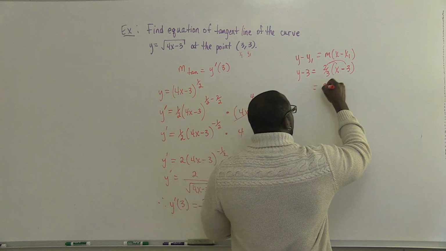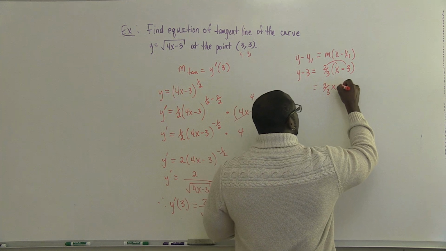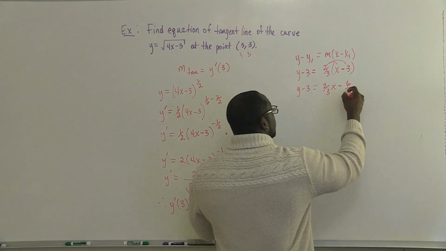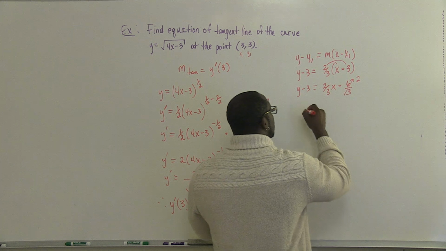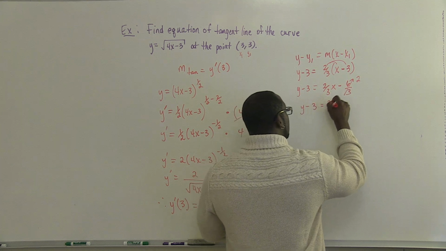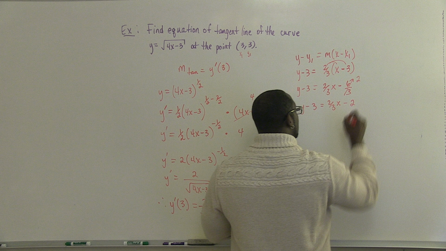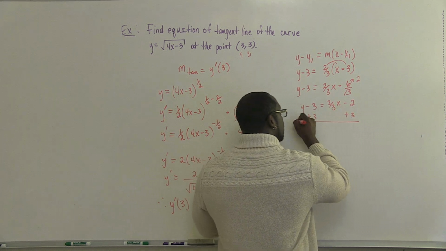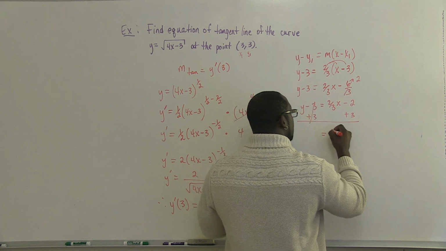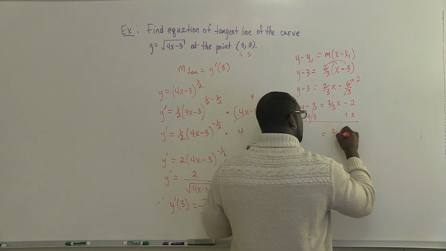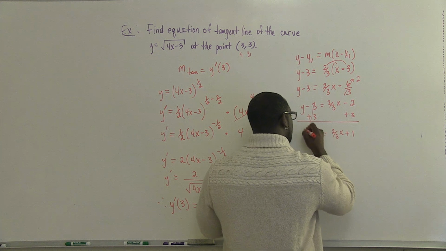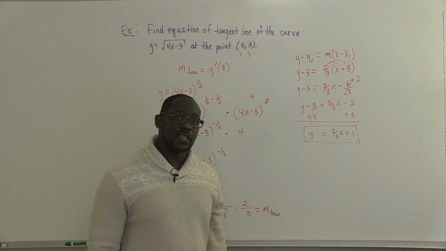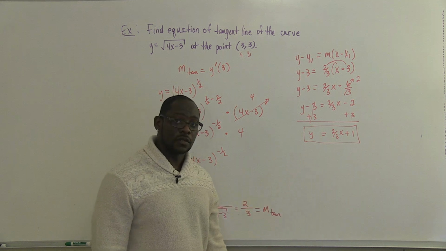So we'll start off by distributing. And then we know that all this is just 2. And then from here, we'll add 3 to both sides. And so this would be the equation of the tangent line for this particular function.